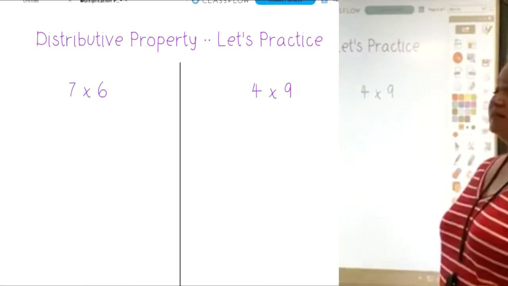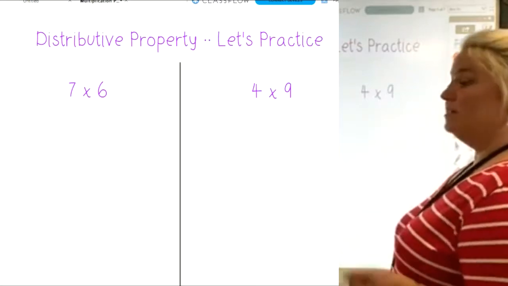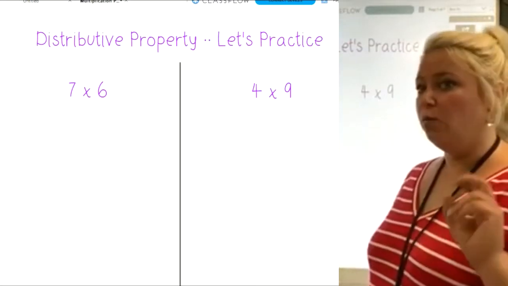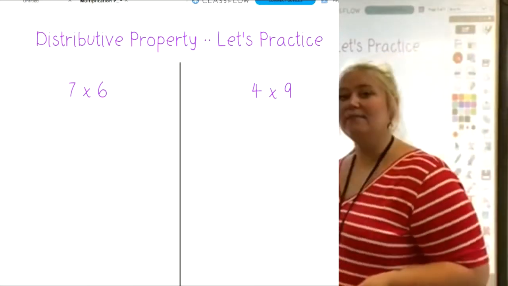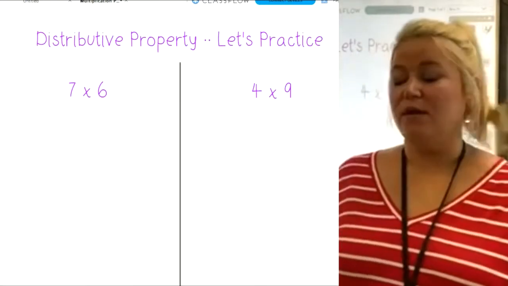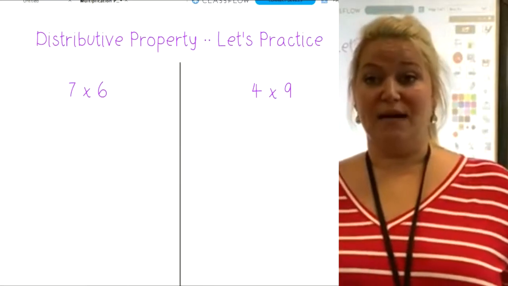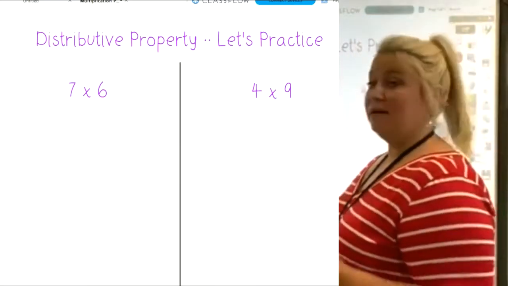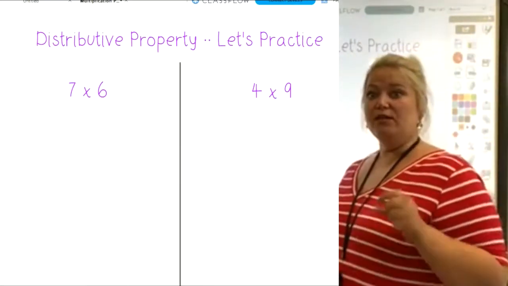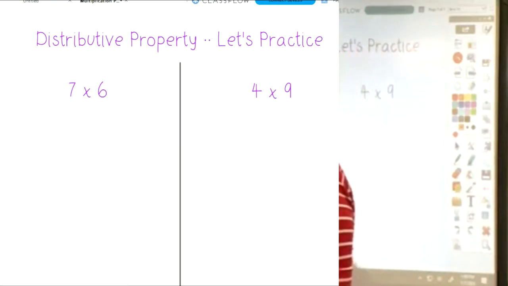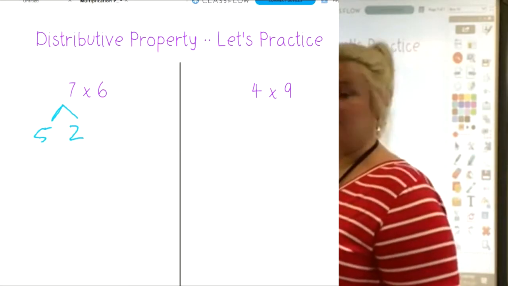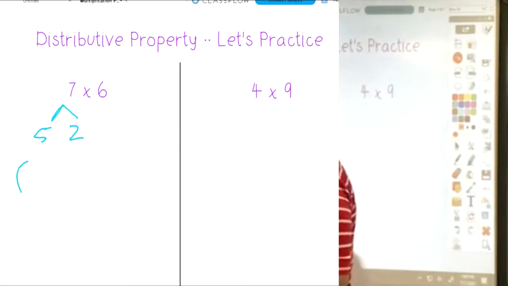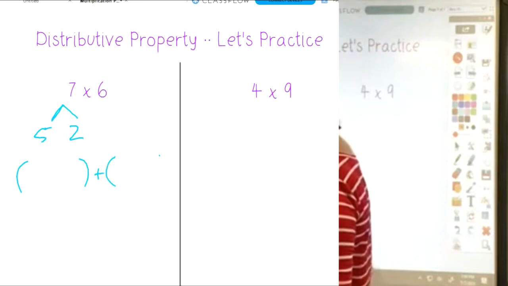Now, let's practice the distributive property. This is the one that's a little bit more difficult, but once you get the hang of it, you're going to be great. So 7 times 6. I don't know just off the top of my head what 7 times 6 is. So I'm going to break up my bigger number into 2 smaller numbers. Well, I know that 5 plus 2 equals 7. So now I go ahead and write down my formula just like this.